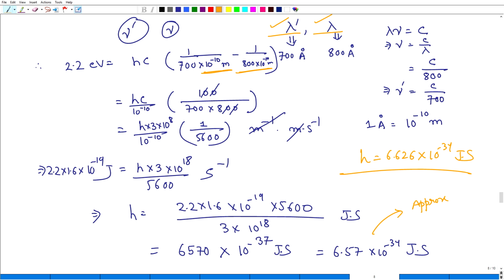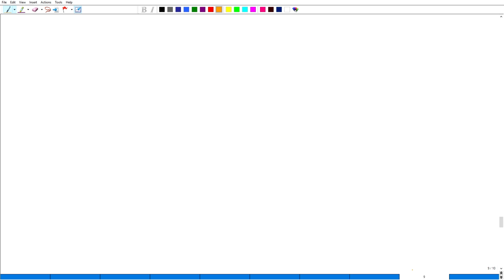Okay, I think this is clear. Okay, let me go through the last problem. This is also some typical problem.